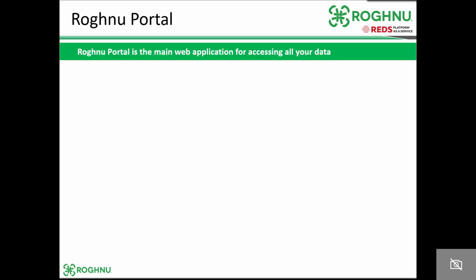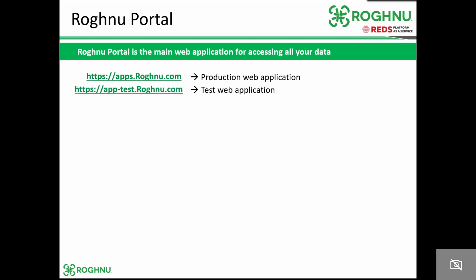We're going to start out with what our portal is. This is the main web application for accessing all of your data for Roghnu. This includes our production web application, which is our apps.roghnu.com location. It is also our test environment, which is where we validate all of our new features and functionality before it gets promoted to our roghnu.com site.